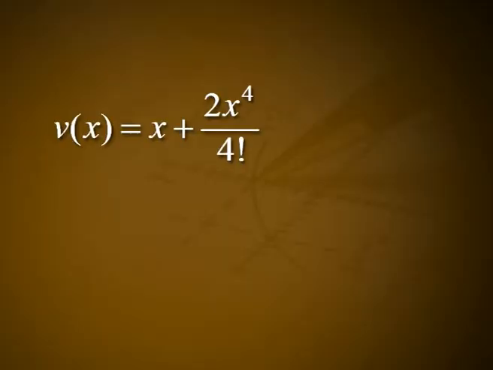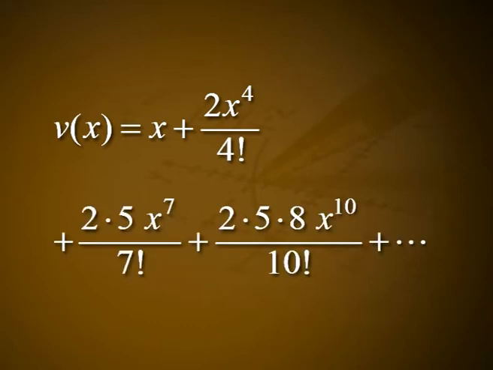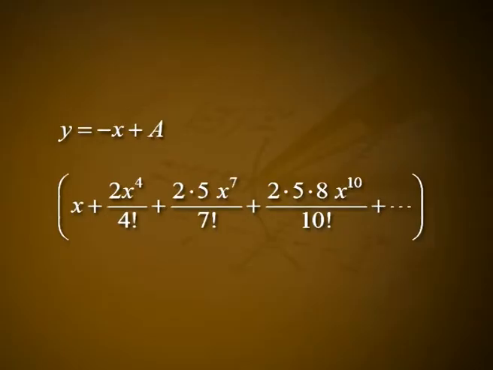Using Picard's method, v(x) = x + 2x⁴/4! + 2·5x⁷/7! + 2·5·8x¹⁰/10! + etc. Now, using the boundary condition y(1) = 1, y = -x + A (x + 2x⁴/4! + 2·5x⁷/7! + 2·5·8x¹⁰/10! + etc.)